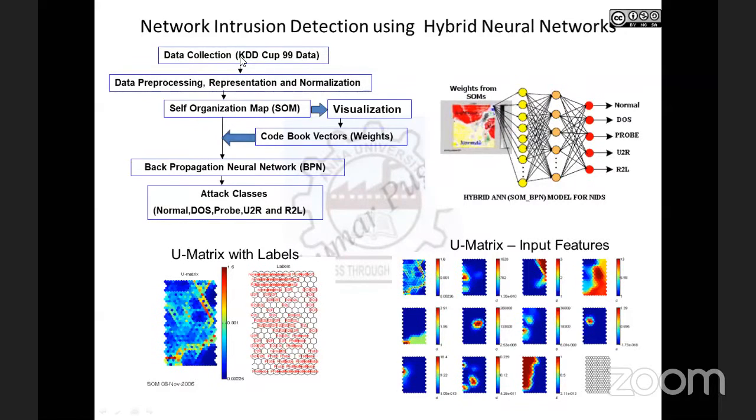When you compare the flowchart of the previous work with this flowchart, data collection, data representation, pre-processing, everything is the same. After data normalization, what is done? The self-organizing map, that is the SOM model, is used to do clustering tasks. After clustering, only the important codebook values are taken and fed to the backpropagation neural network model. So there are two different models, that is a hybrid model.